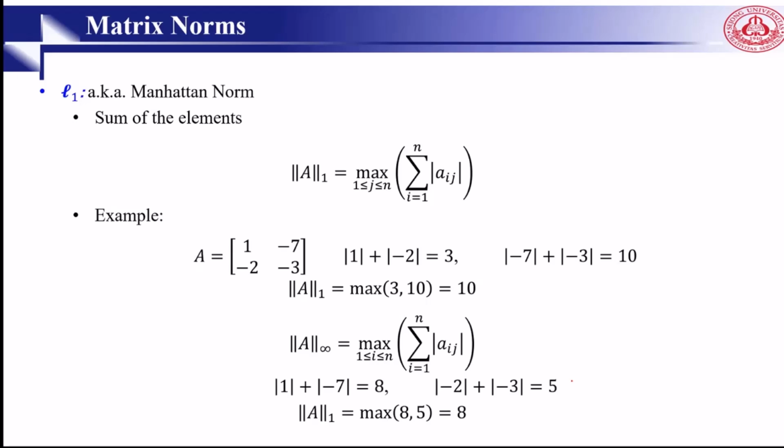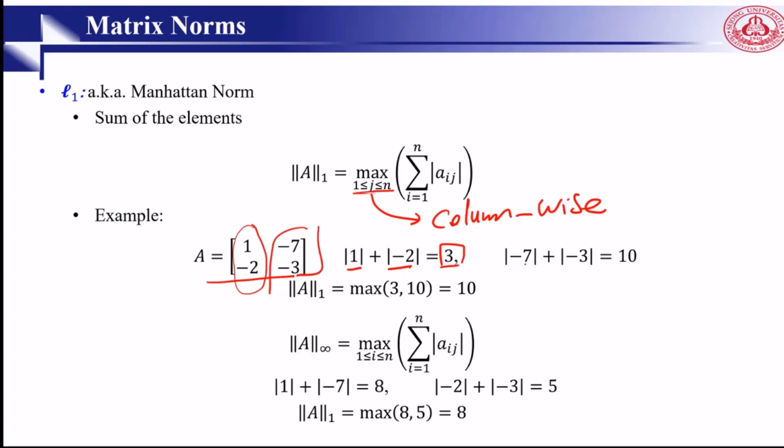The next norm is the Manhattan norm, also L1. This is a very simple sum of elements, and we will find the max of them. So what we do here, first, this is j. It means we go column-wise. We get the sum of the absolute values of each column, then we get the max of them. With an example, we better understand. This is matrix A. For the first column, the absolute value of the first one plus the absolute value of the second one gives us 3. For the second column, 7 plus 3 gives us 10. Then the max of 3 and 10 gives us 10.